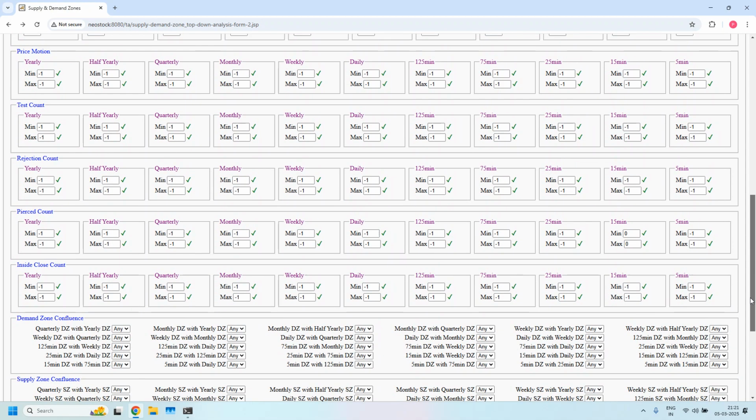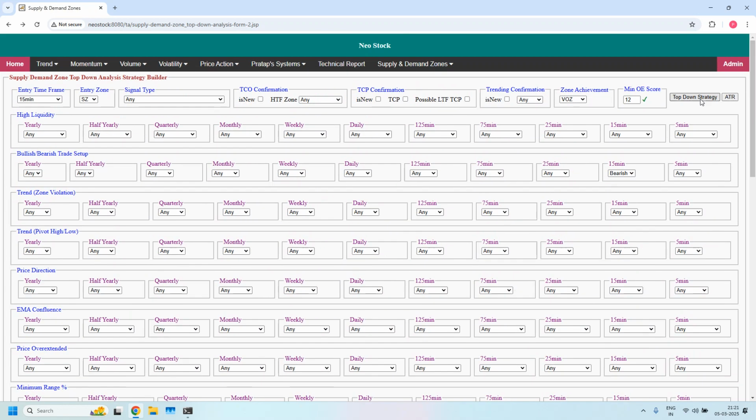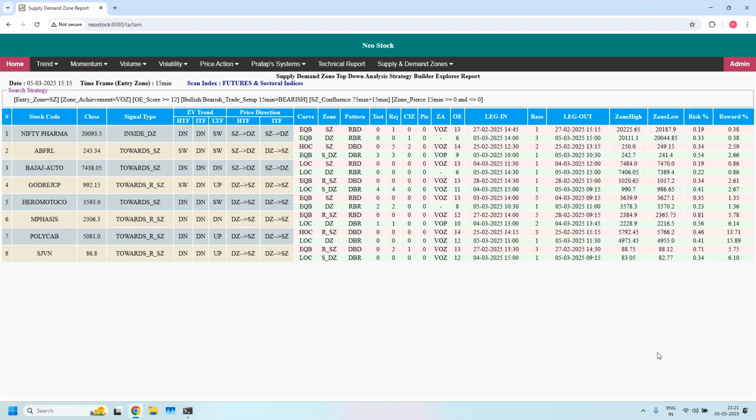That is 15 minutes supply zone with 75 minutes supply zone confluence. I enabled the filter. With this filter, we got 8 stocks. 15 minute supply zones are part of 75 minute supply zone.